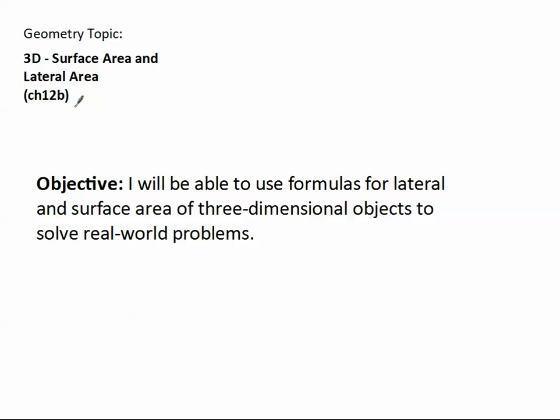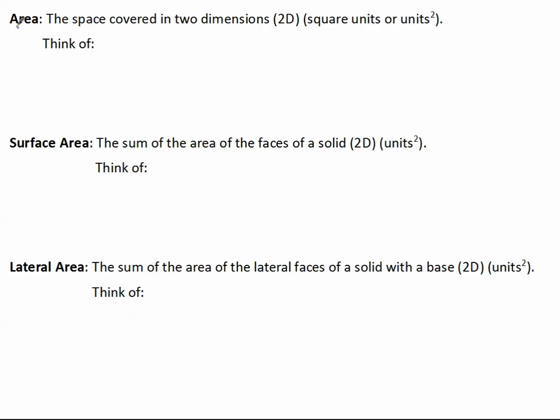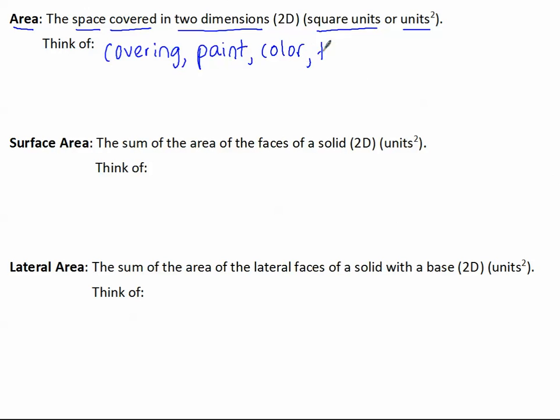Our objective in this section is to be able to use formulas for lateral and surface area of three-dimensional objects to solve real-world problems. Let's begin by reviewing what area means. Area is the space covered in two dimensions. And we always use square units, which can also be written as units squared. Think of covering, like what you might do if you paint something, or color, or tile. Think of flat.